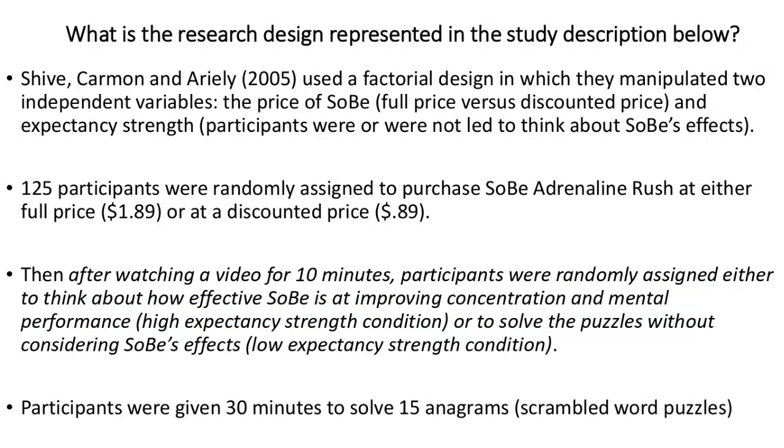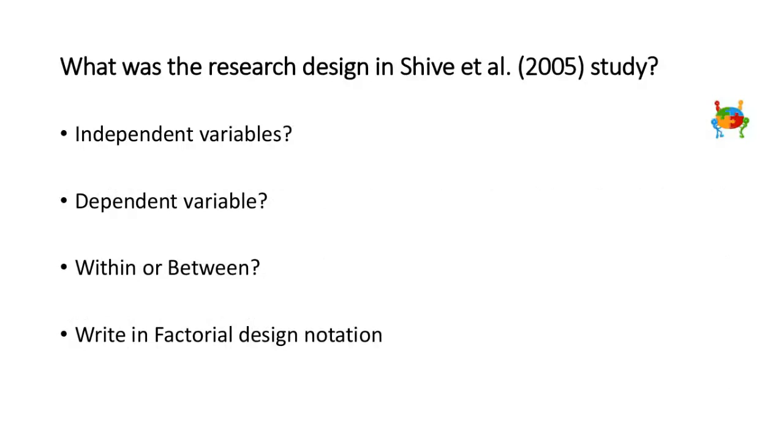So actually you have 2 between subject variables. They were randomly assigned to purchase SOBI at full price, and another group was randomly assigned to discounted price, and they were also randomly assigned to expectancy strength condition. So if I was to write this as a factorial design, I guess you would just have 2 by 2, because you have two factors and then you have two levels. I'll leave that to you.